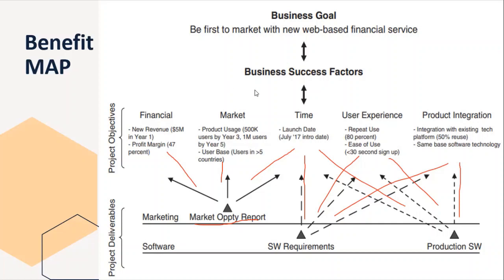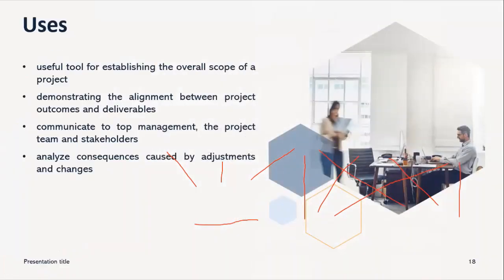So if we talk about the uses of benefit maps, there are multiple uses. Along with the project work breakdown structure, the benefit map is a very useful tool for establishing the overall scope of a project and demonstrating the alignment between the project outcomes and deliverables to the business success factors. It is also used to communicate to management, project team and stakeholders how the strategy of the organization and projects are melded together, and how each business benefit will be realized. It is also used throughout the life of the project to analyze consequences caused by adjustments and changes, as they occur, to the original project strategy and scope.